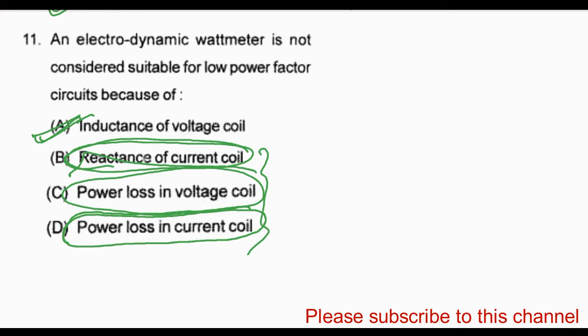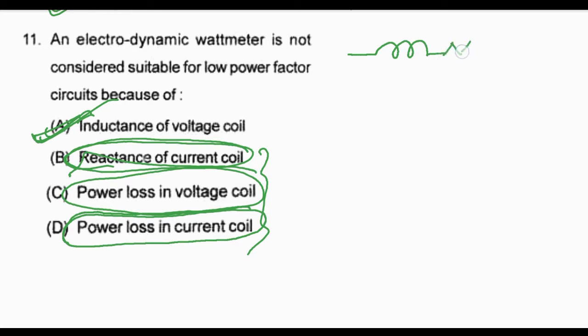The resistance of the current coil is very low, hence the power loss is neglected and it has no concern with the power factor of that load, because power loss is generally considered for the real power and this has no effect on the power factor of that load. So let's have a proper explanation of why this one is the answer.